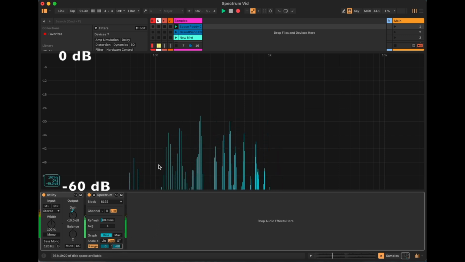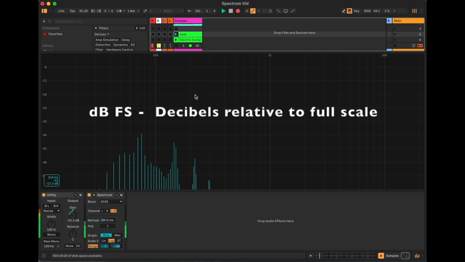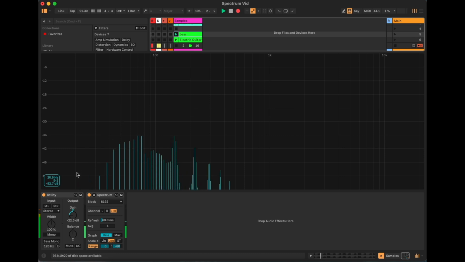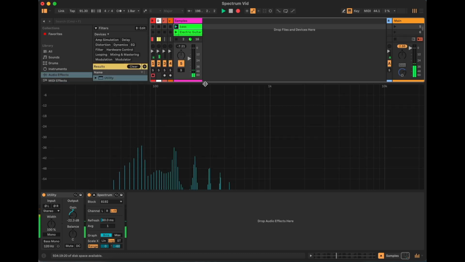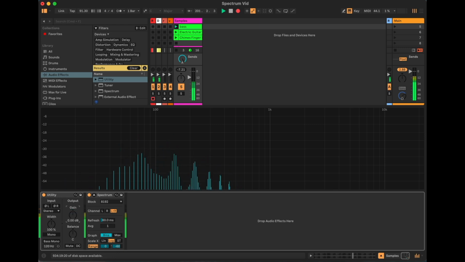You may ask, why are the decibels measured with negative numbers? The measurement of decibels Spectrum uses is dBFS, or decibels full scale. dBFS is what digital audio software such as Ableton Live uses to measure decibels. If we look at a track's meter in Ableton's session view, we can see that 0 dB is at the top of the meter and -60 is at the bottom. With dBFS, if your audio level goes over 0 dB, you may distort your audio.